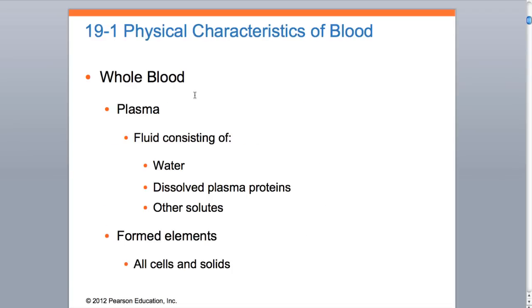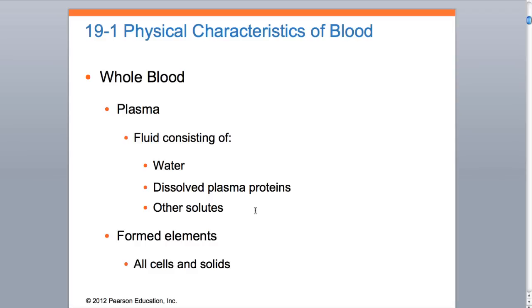Now, whole blood is made up of two main compartments, plasma and formed elements. Plasma is primarily water. Likewise, we have dissolved plasma proteins, such as fibrinogen and albumin. It is very noteworthy that albumin will play a role later in blood pressure. Then we have other solutes, such as ions and electrolytes, things of that sort fall under this category.